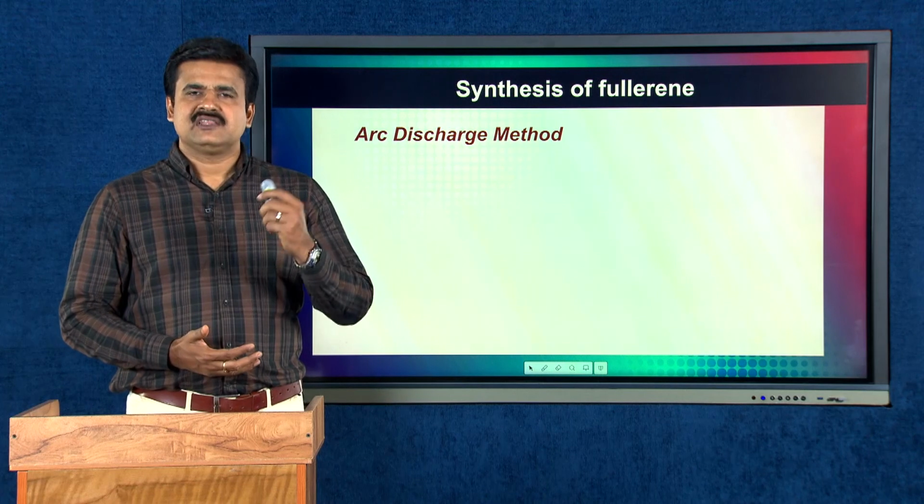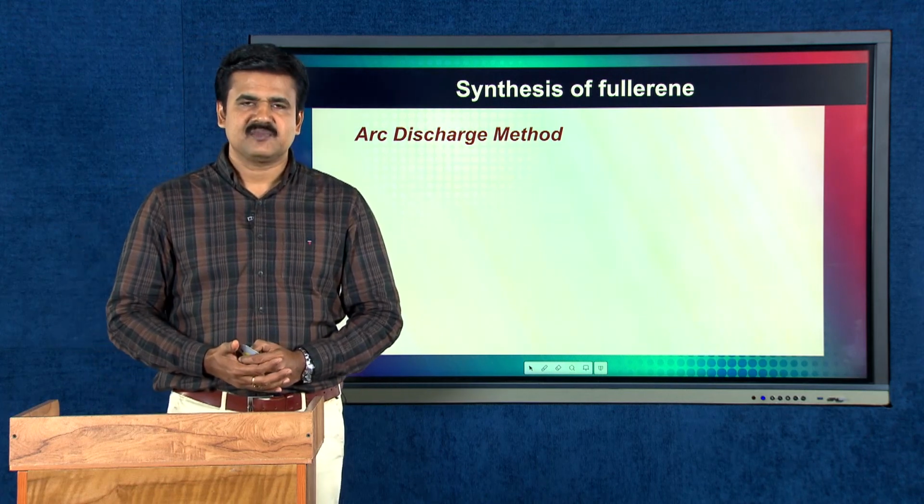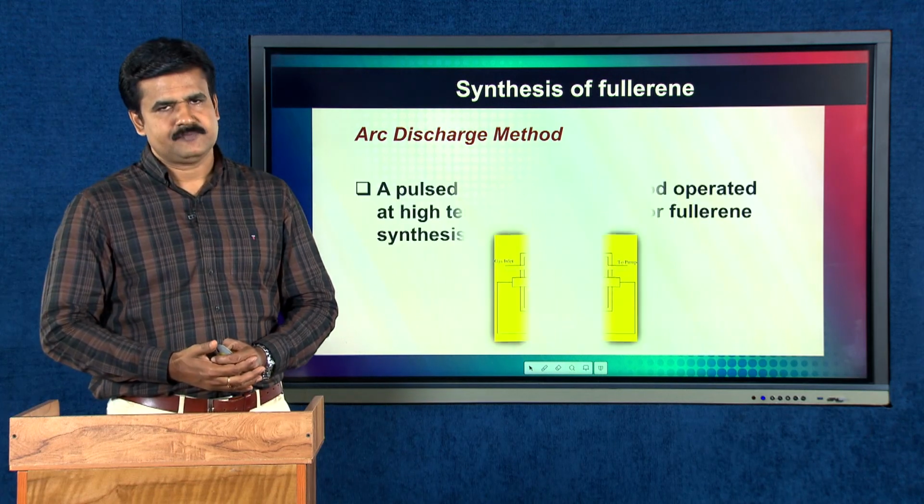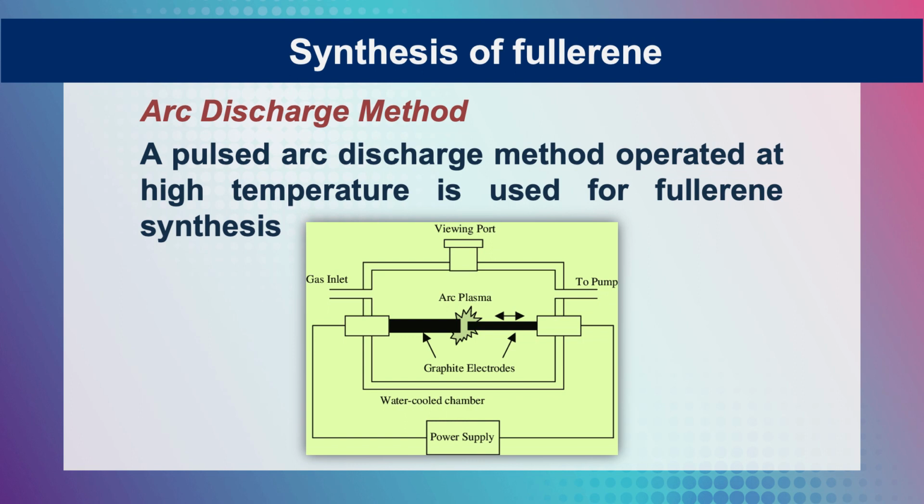Moving on to the first method, that is nothing but the arc discharge method. In the arc discharge method of the synthesis of fullerene, a pulsed arc discharge method operated at a high temperature is used for fullerene production. This is the graphical representation of the arc discharge method.